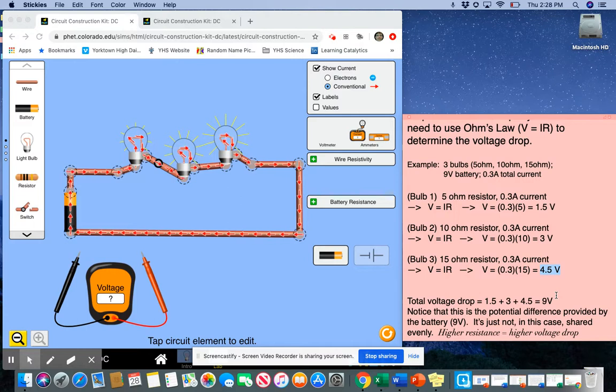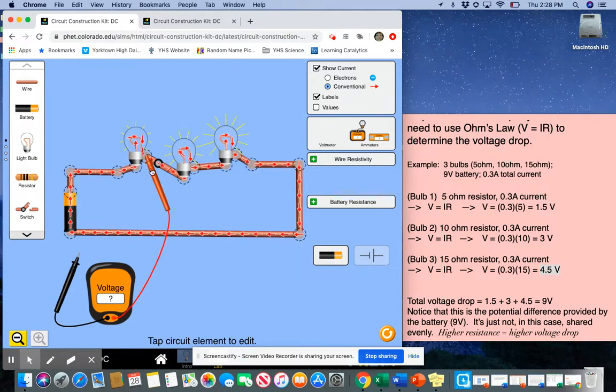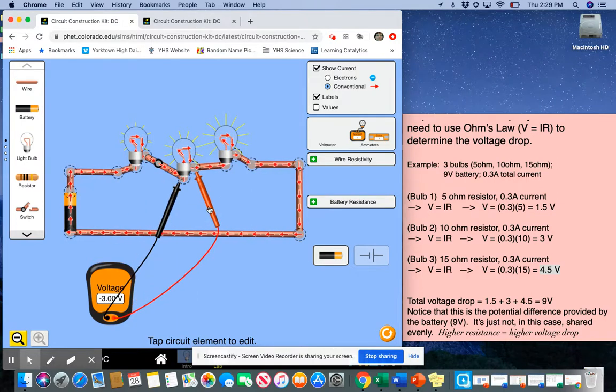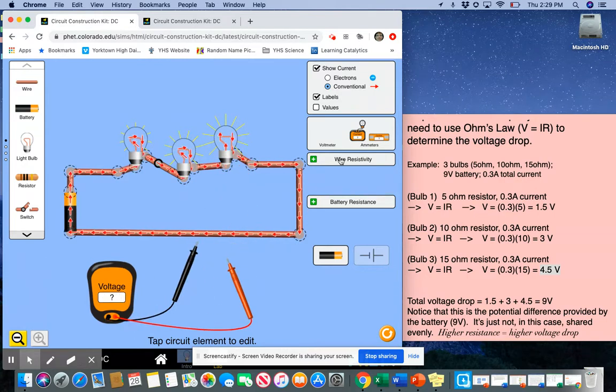So in this case, where the resistors are not equal, the voltage drop is not shared evenly. Also notice that the bulb with the higher resistance has the higher voltage drop, and in turn, it is brighter. We can prove this if we take the voltage leads. We'd see that there's 1.5 volts lost across the first, 3 volts lost across the second, and 4.5 volts lost across the third. So we just proved experimentally that the math is right.